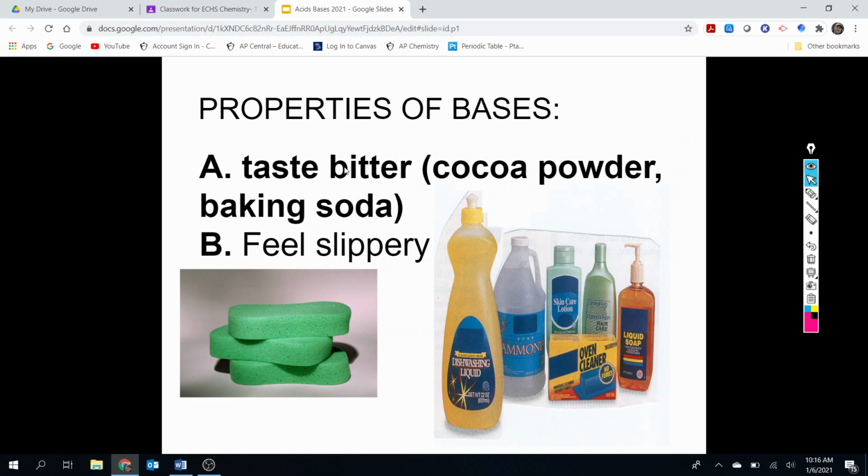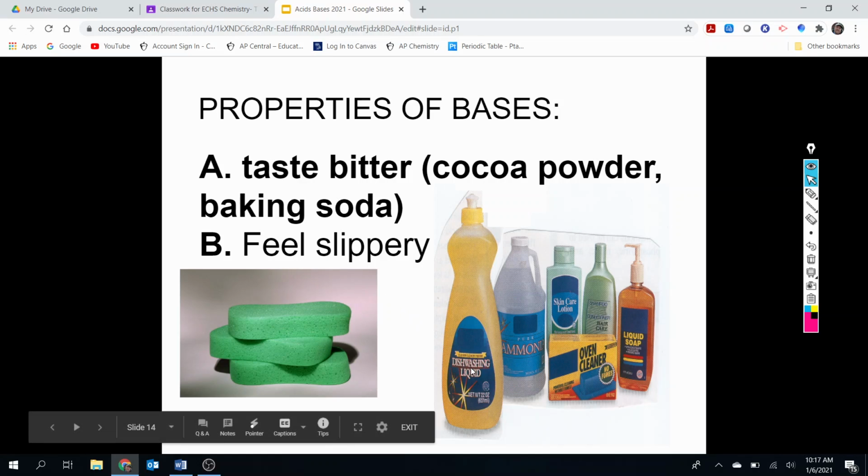And so here's some other examples of bases. Tasting bitter and feeling slippery are two of our properties. Again, you can see the cocoa powder. So the cocoa powder and the baking soda and any of our bases will taste bitter, and they will also tend to feel slippery. Dishwashing liquid, ammonia, oven cleaner, different lotions, and soaps. So all of those are examples of bases.